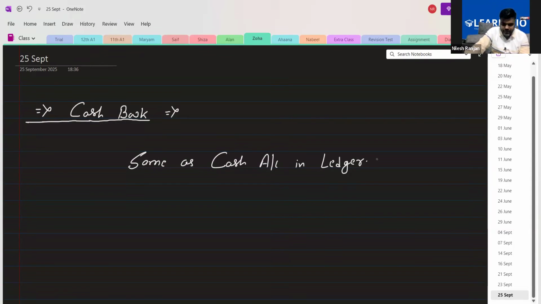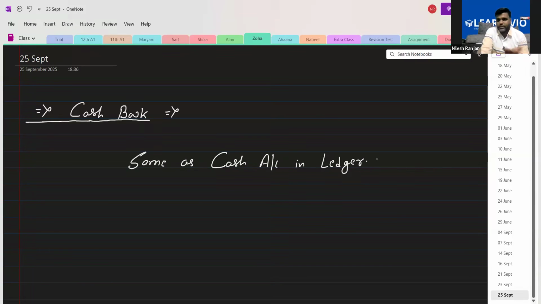Okay, every transaction you can say. Now, it may be more than two. In some journal entries, there are three accounts, four accounts. In that case, you have to write it in more than two ledgers. So that is the case of journal and ledger. Now, cash book is part of journal. That's why a transaction will be recorded in one book only.